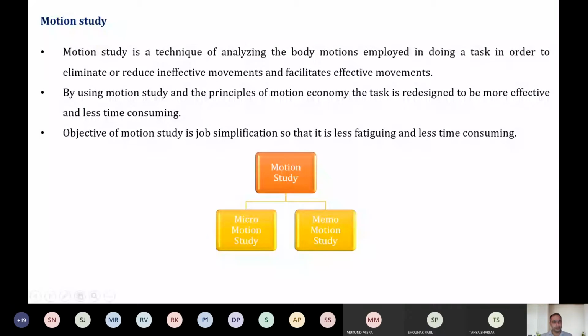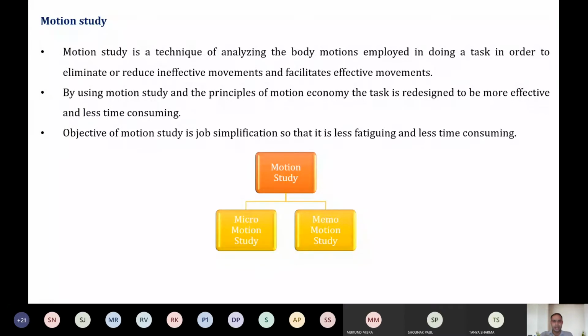In the last class we looked into work study, and from this class we'll be learning about motion study. So we have to know what motion study is. Motion study is examining a worker's performance, or the way he does the job, based upon his motion or movement.